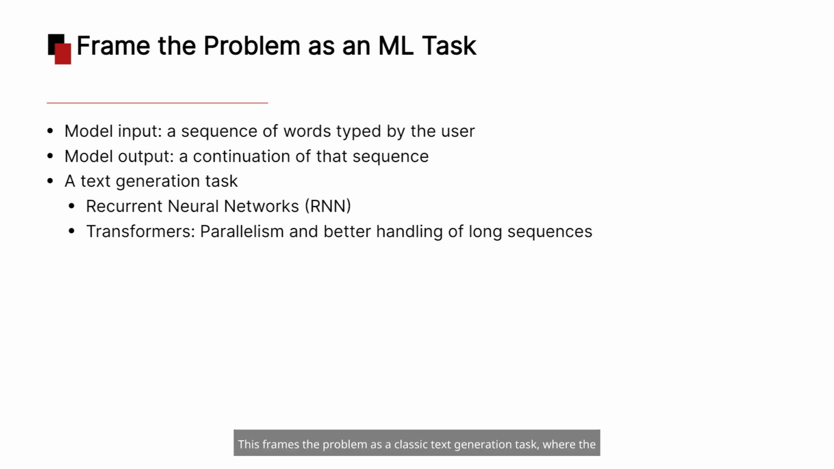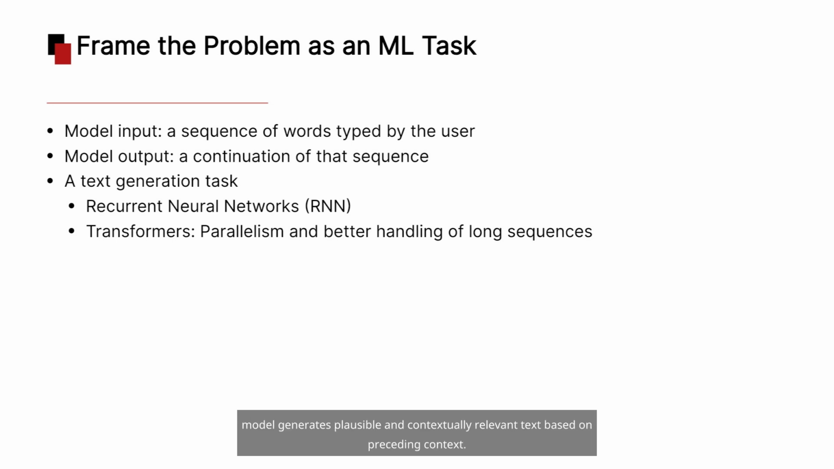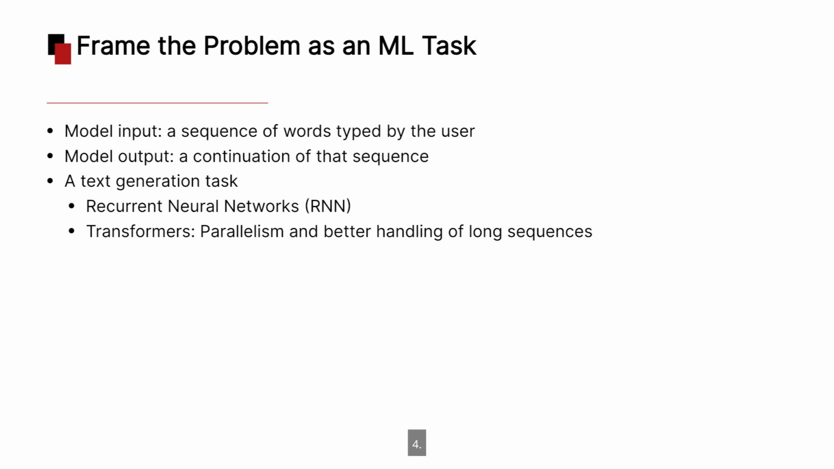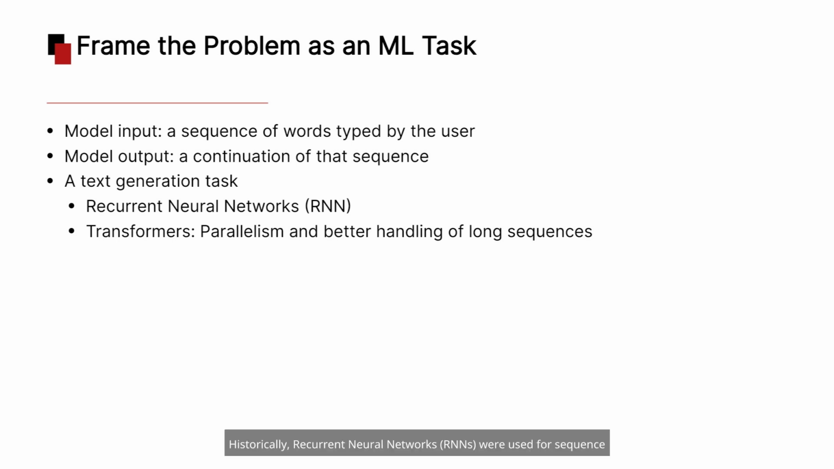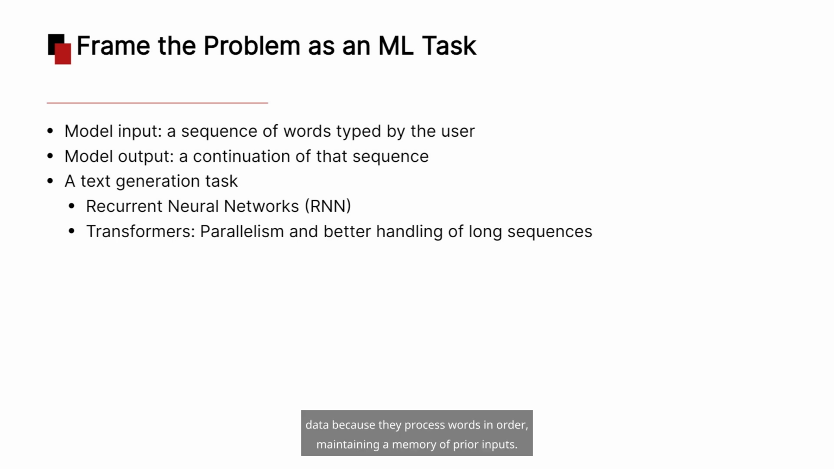Third, task type. This frames the problem as a classic text generation task where the model generates plausible and contextually relevant text based on preceding context. Fourth, model choices. Historically, recurrent neural networks, RNNs, were used for sequence data because they process words in order, maintaining a memory of prior inputs. However, they struggle with long-range dependencies and slow training due to their sequential nature.